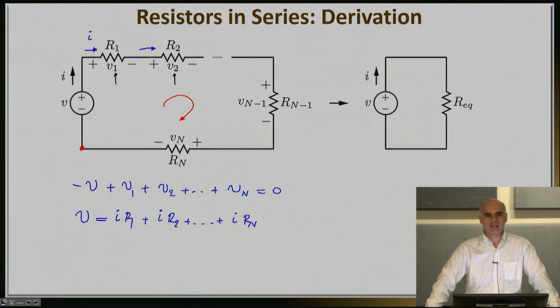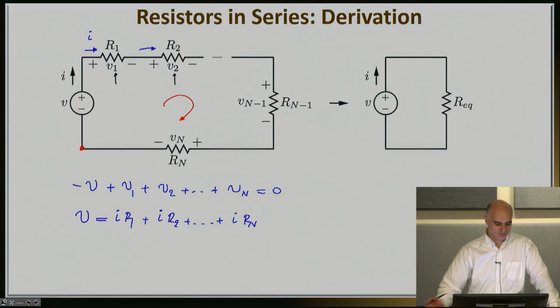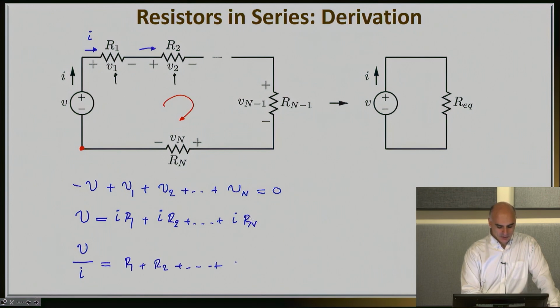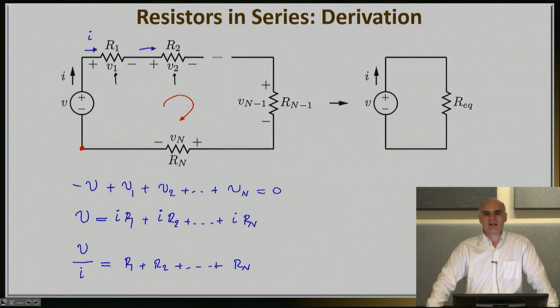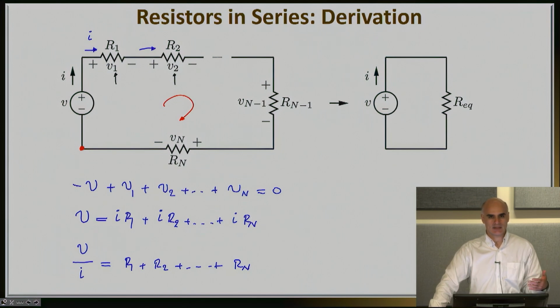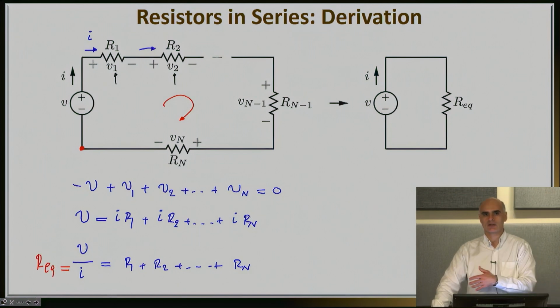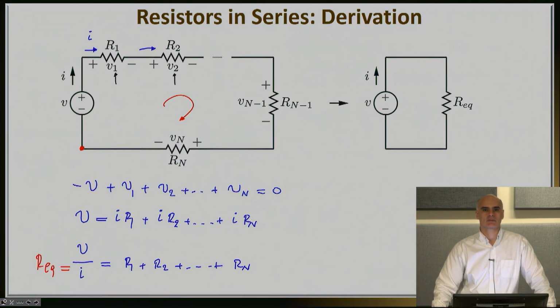So by writing it this way, I can very quickly find out what V by I is, which was the defining equation for Req. If I divide both sides by I, I will have that V by I is equal to R1 plus R2 all the way to Rn, which is exactly the result that I mentioned before. So the derivation for the resistances in series situation is shown in the slide, and the result is that the equivalent resistance, the resistance you could replace all of these resistors with and leave the V by I relationship unchanged, is equal to the sum of all resistors.